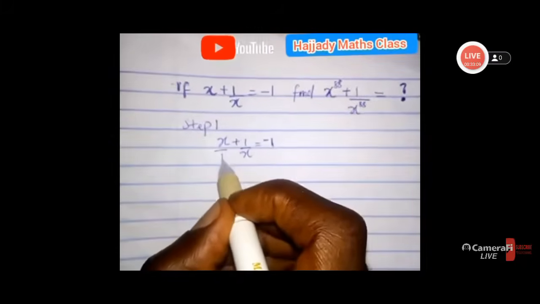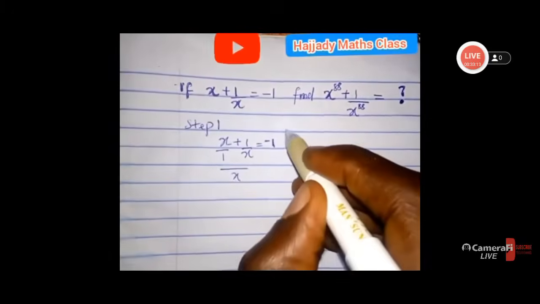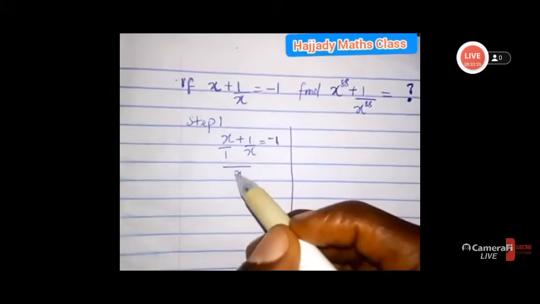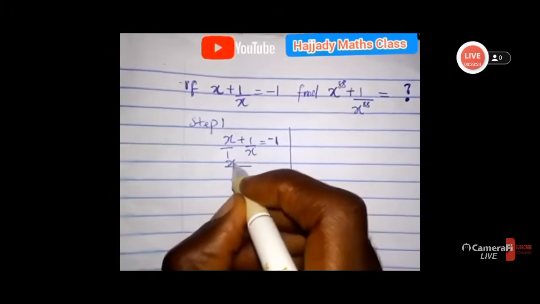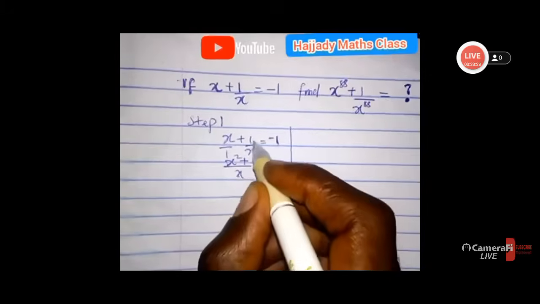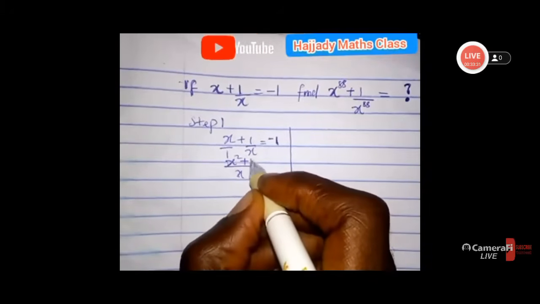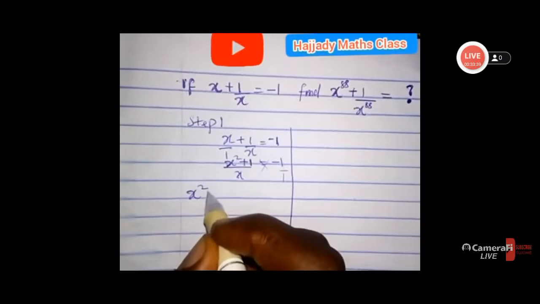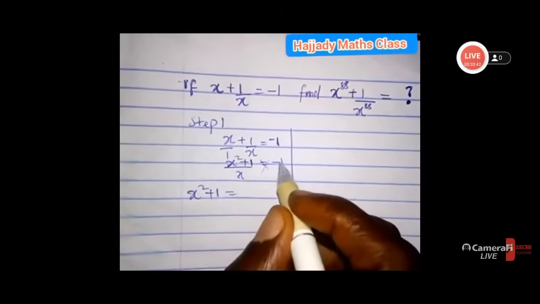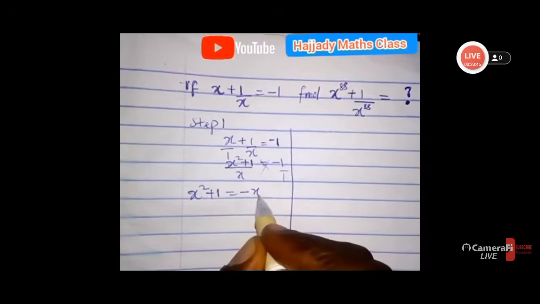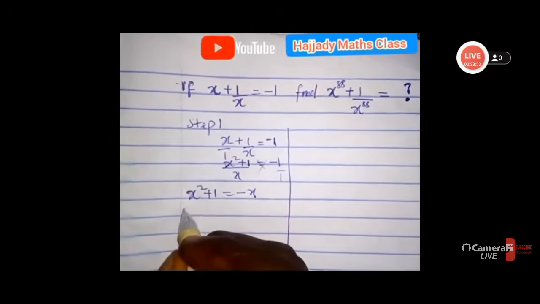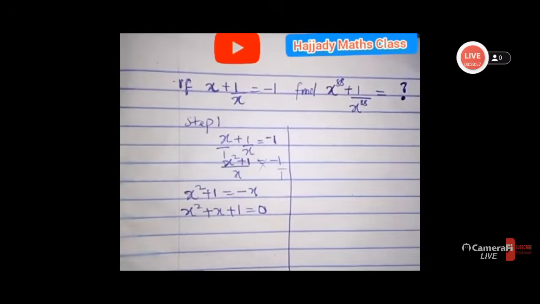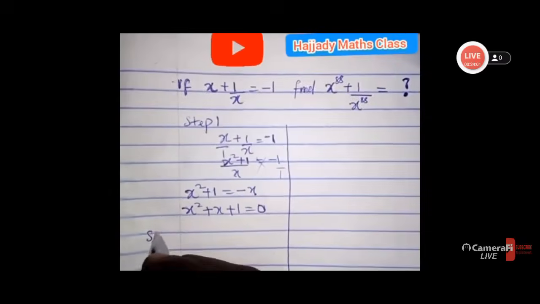Now finding the LCM of these, we have the LCM to be x. Finding the LCM of these, we have 1 in x to be x, multiplied by this, we have x squared. x in x is 1, multiplied by 1, we have 1, equals minus 1. Cross multiplying this, we have x squared plus 1 equals, this multiplying minus 1 gives minus x. So combining this into an equation, we have x squared plus x plus 1 equals 0. Let that be our first equation. Now our step 2.